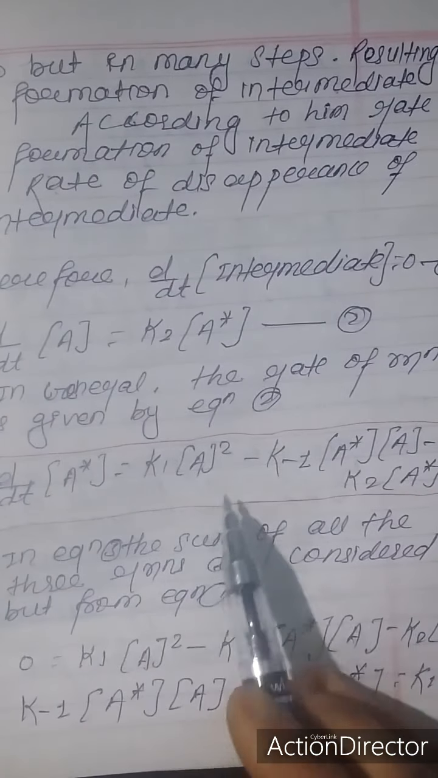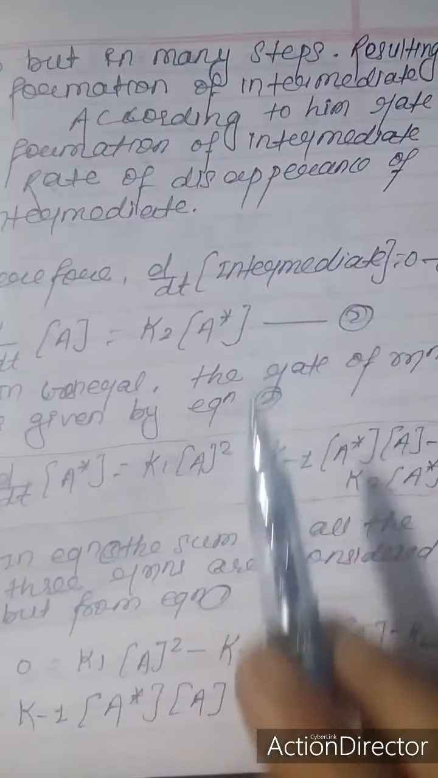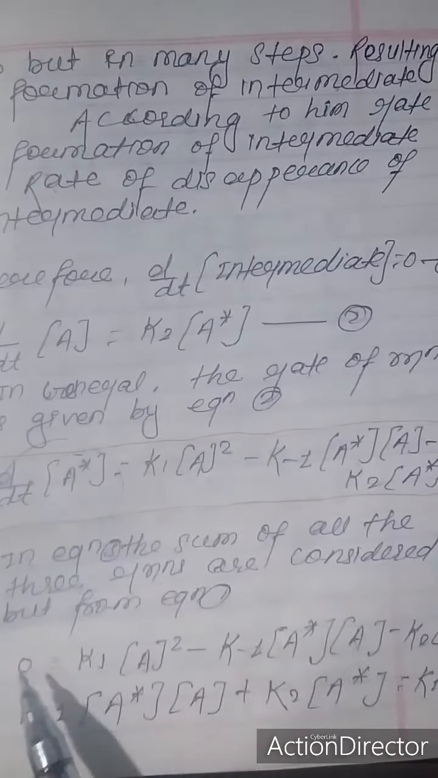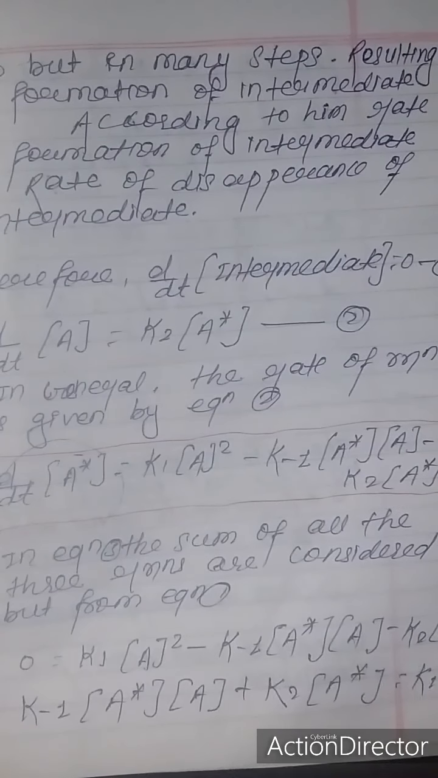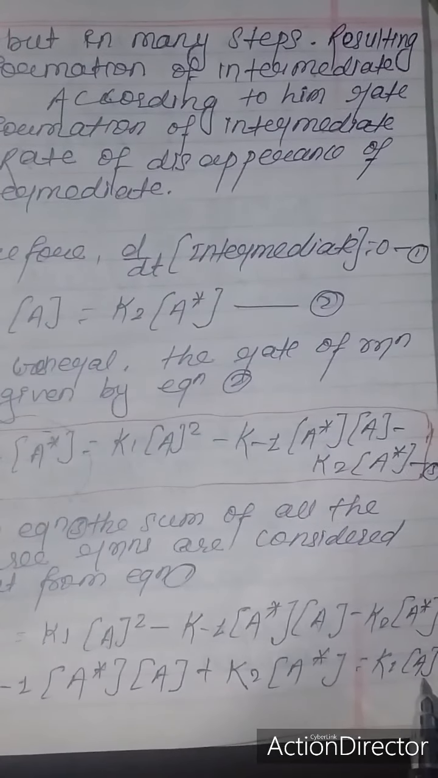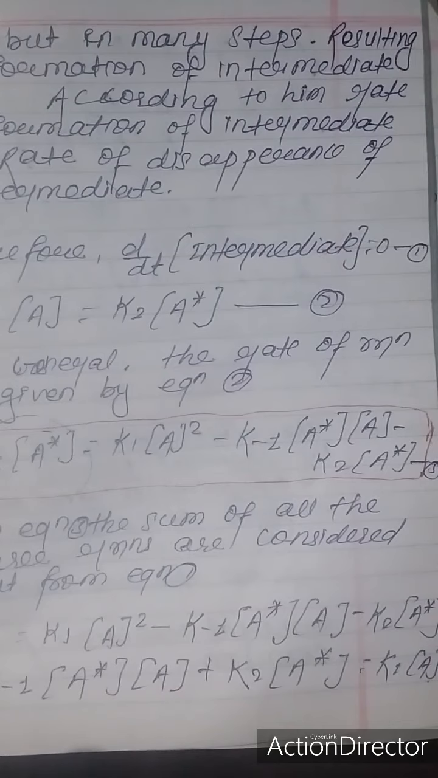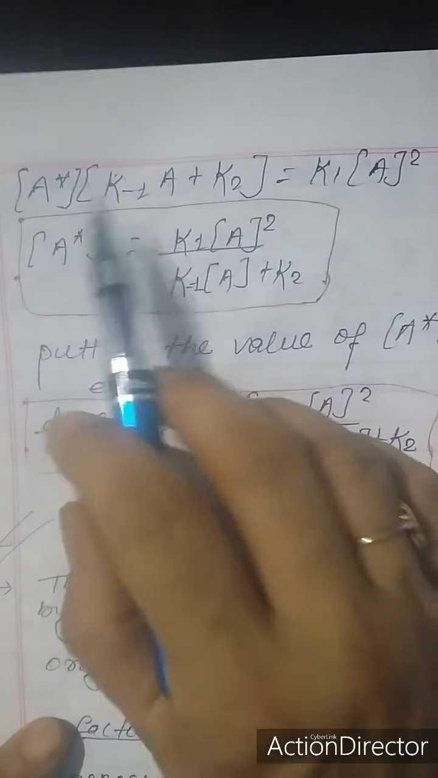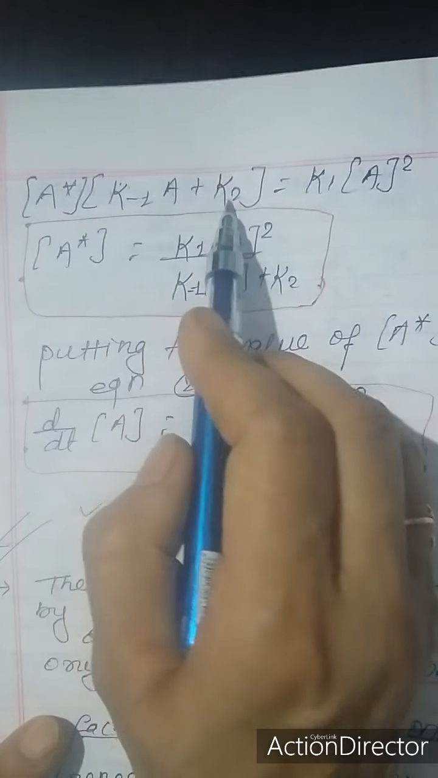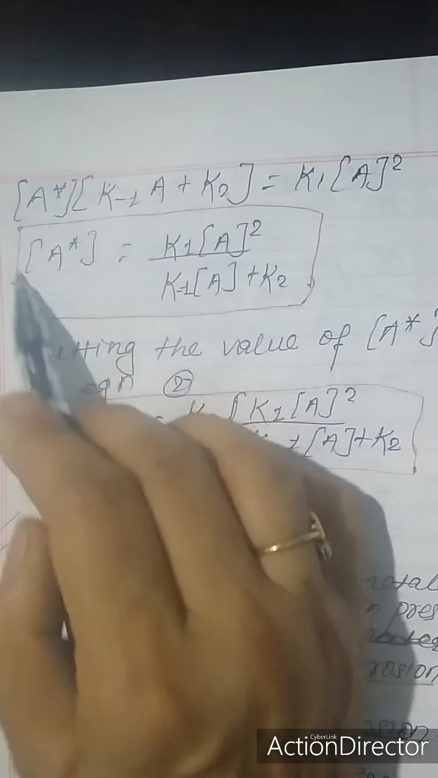So finally it should be the sum of all. But from the first equation you know that d by dt of intermediate is 0. So you will take this as 0. So 0 is equal to all this. Now what you will be doing is taking k1 A square to one side, and those with the intermediate to the other side. So this is the final equation. A star I have taken outside, so it is k inverse 1 A plus k2, that is equal to k1 A square. So from here you will find the value of A star.